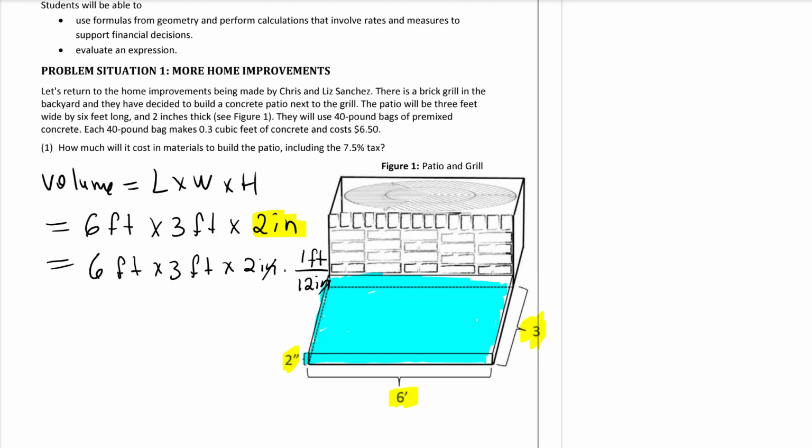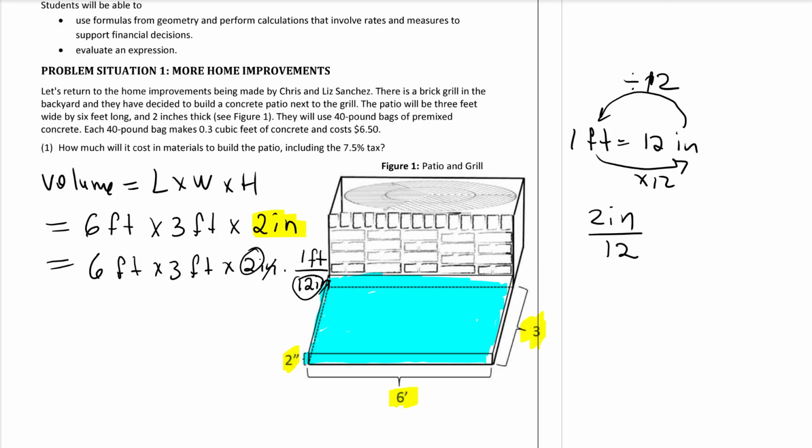If this is confusing to you, don't give up. You can look at this: 1 foot equals 12 inches, correct? And we want to convert from inches back to feet. I showed this to you in the earlier lesson, I think the very first lesson in this chapter. If each foot has 12 inches, going forward is multiplying, going backward is dividing. So if you just write 2 over 12, that's what we get. So 2 inches divided by 12 will give us 1/6 of a foot.